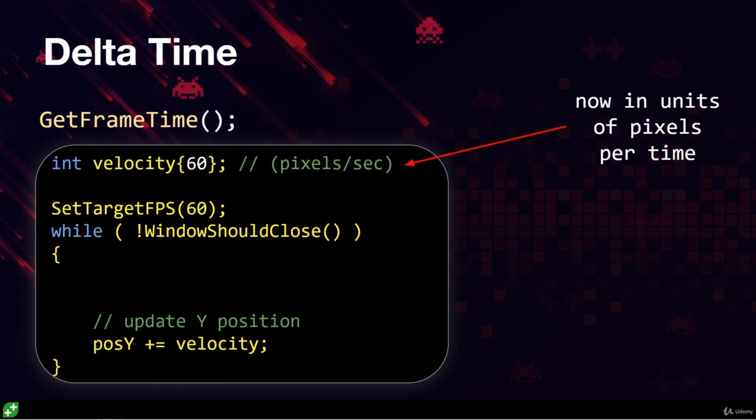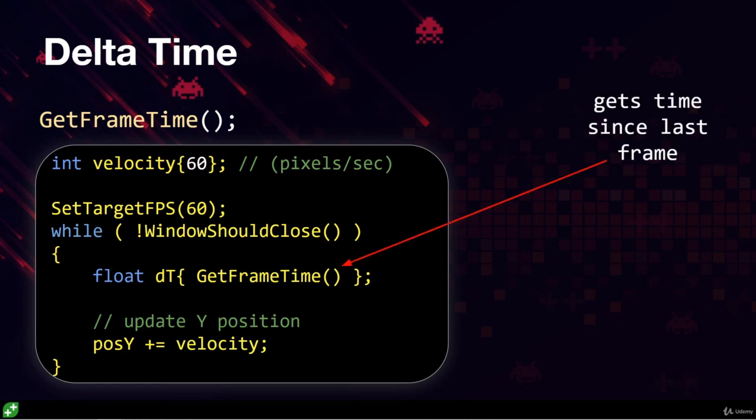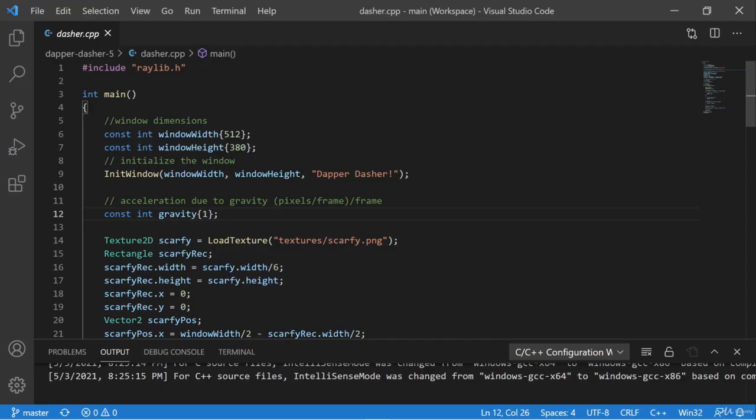If we want to move our position by 60 pixels per second, then we would get our delta time using getFrameTime and storing that in a float called dt. This gives us the time since the last frame. Now if we multiply velocity by delta time when we update the position, our velocity is scaled by delta time, so we're moving pos y by exactly the amount necessary for us to have a constant rate of 60 pixels per second. So here in our program, let's change gravity.